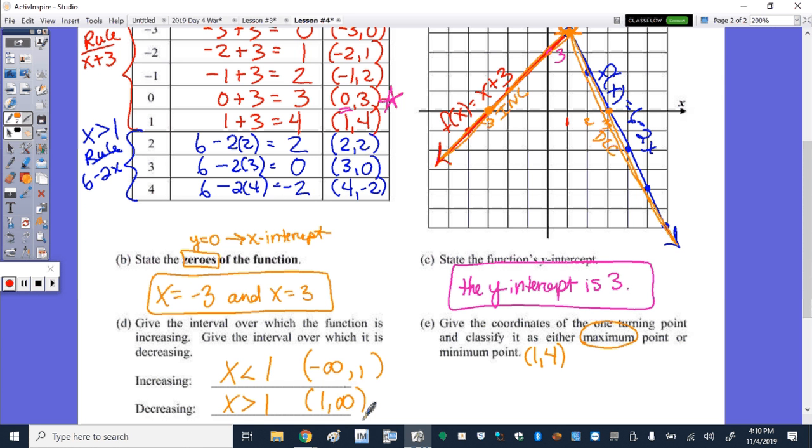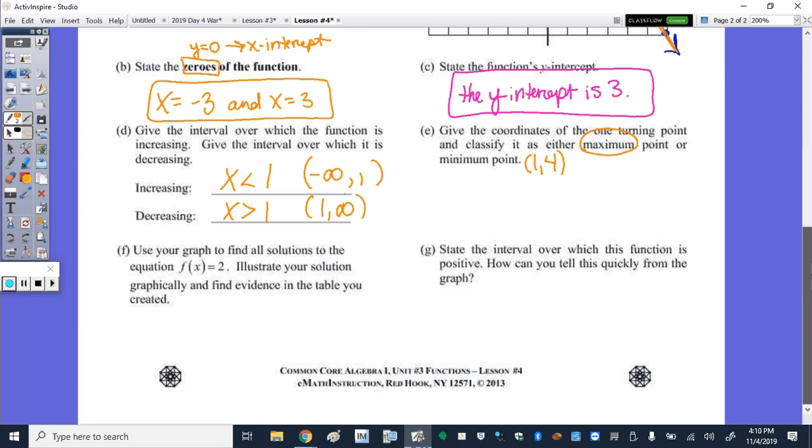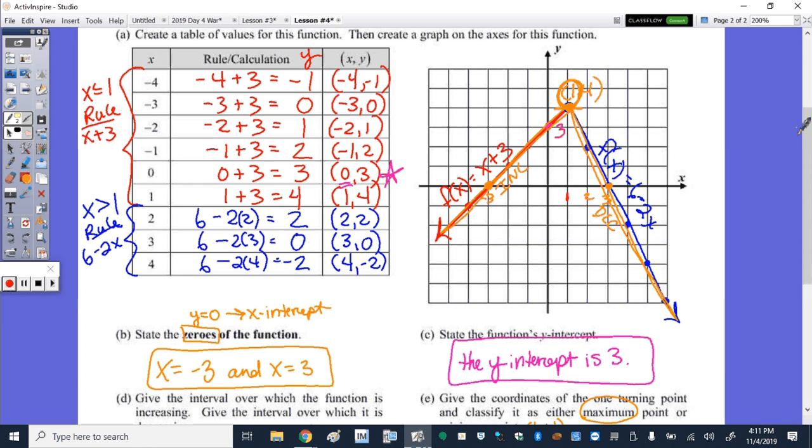All right, last one. So let's read F, and then we'll go back up to the curve. F says to use your graph to find all solutions to the equation where f of x is equal to 2. So it wants to know all solutions or the x values, where again f of x is y equals 2. Illustrate graphically and find evidence. So let's grab this yellow color. Y is equal to 2, so let's go to 2 on our y-axis. So 1, 2, and to the left is this point, to the right is this point.